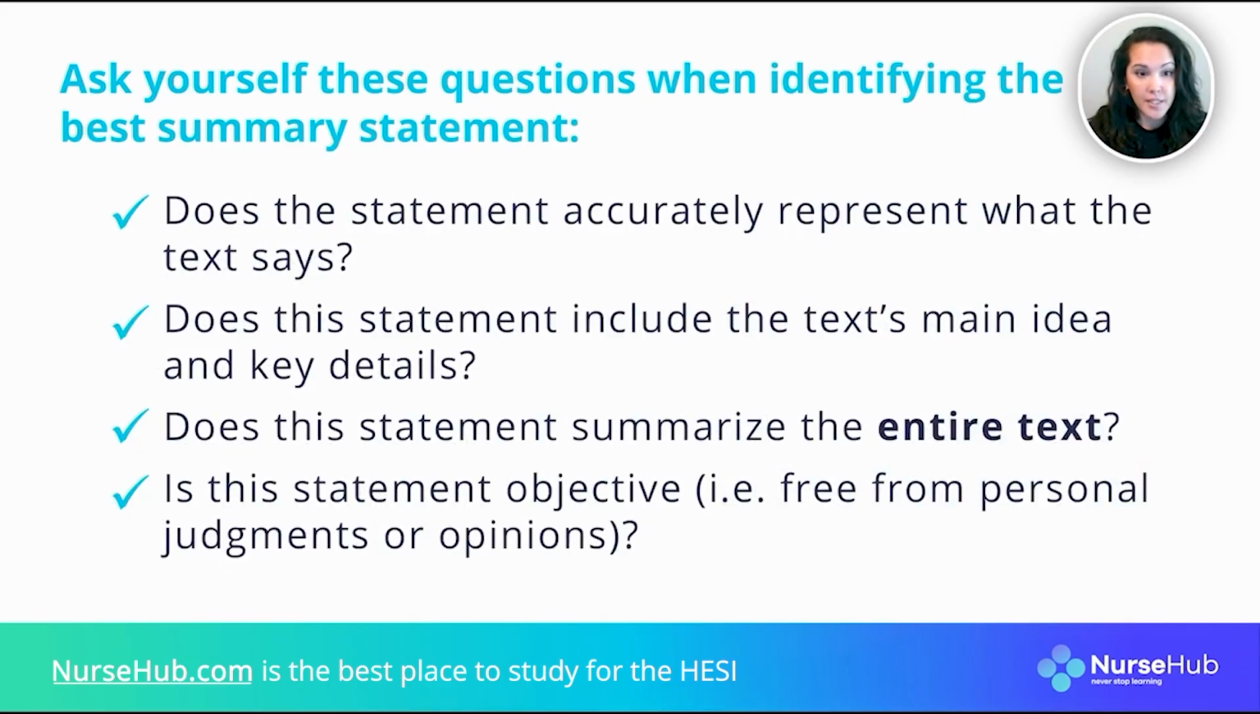Okay, so here are some questions you can ask yourself when you are identifying a summary of a text. Does this statement accurately represent what the text says? So is this information based on the text? Does this statement include the text's main idea and key details? Does this statement summarize the entire text? The summary has to cover the entire text, not just the beginning, middle, or end. And is the statement objective? Does it omit personal opinion or judgments?